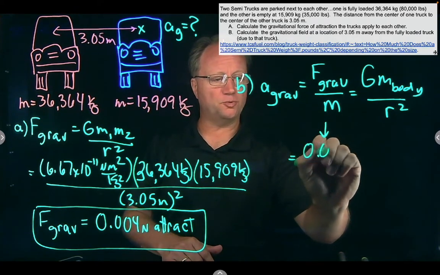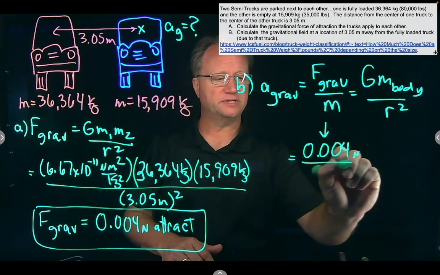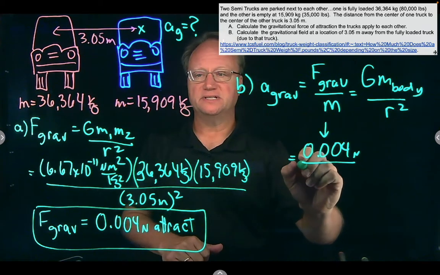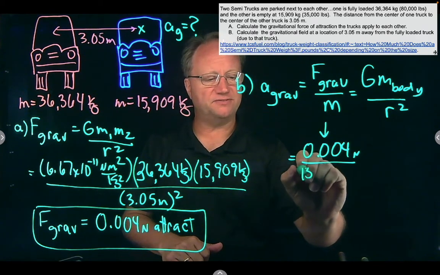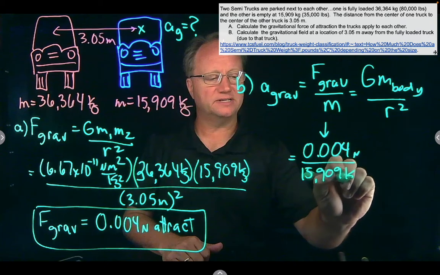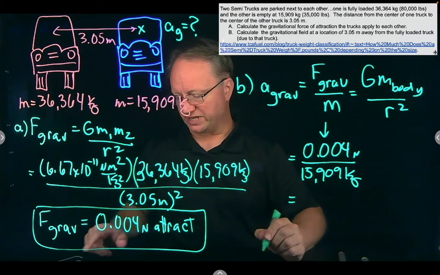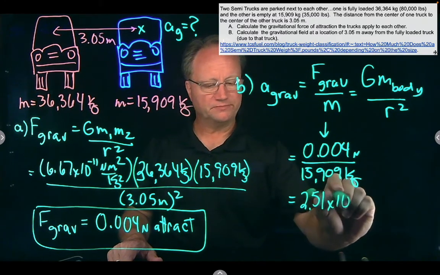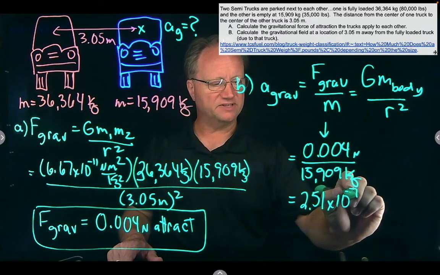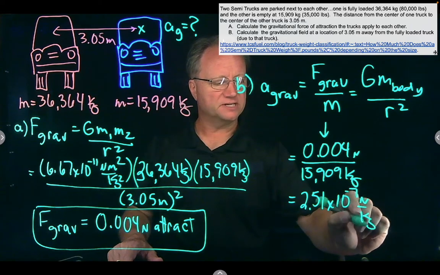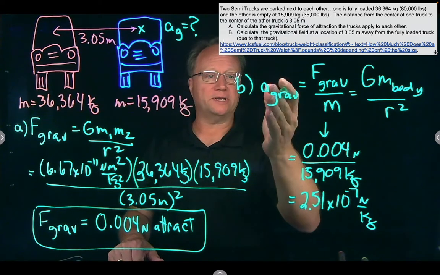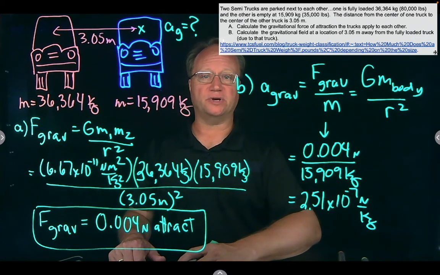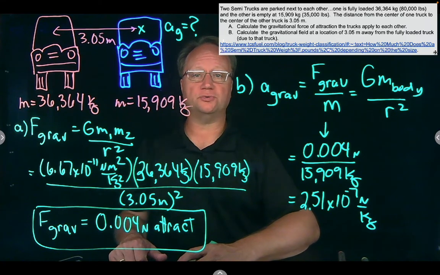So 0.004 newtons divided by the mass, and that's the mass of the truck at that location, 15,909 kilograms. So we calculate that, we get a value of 2.51 times 10 to the negative 7th. You can write this either as newtons per kilogram, or it is an acceleration due to gravity. You could write these units as meters per second squared. Those units are equivalent to each other.